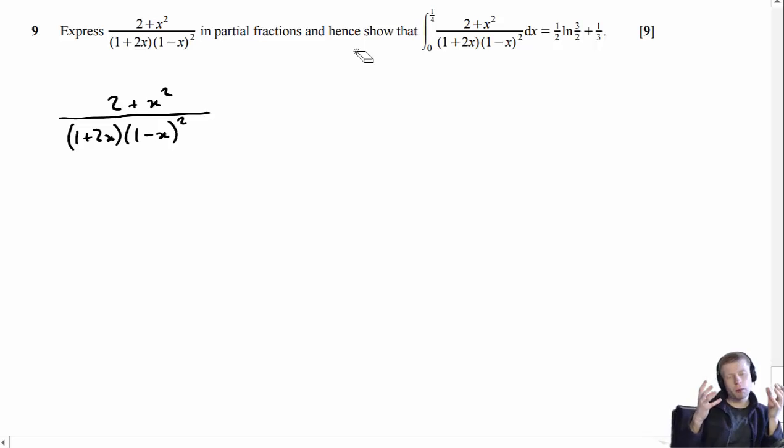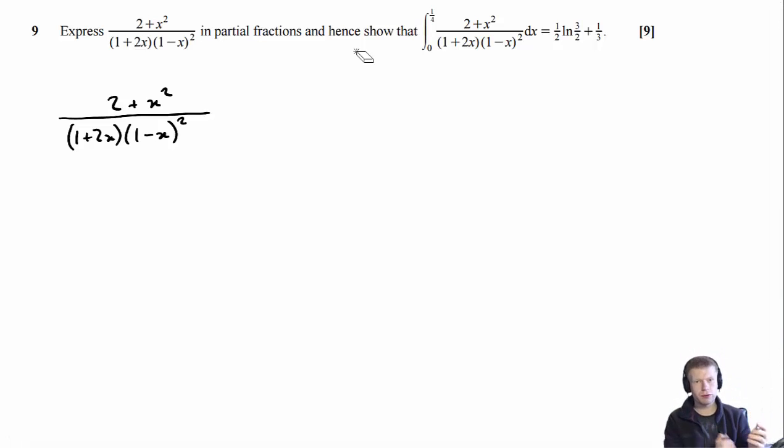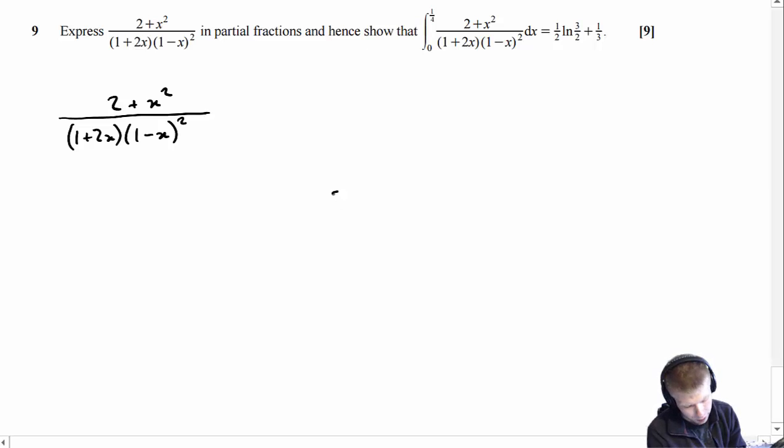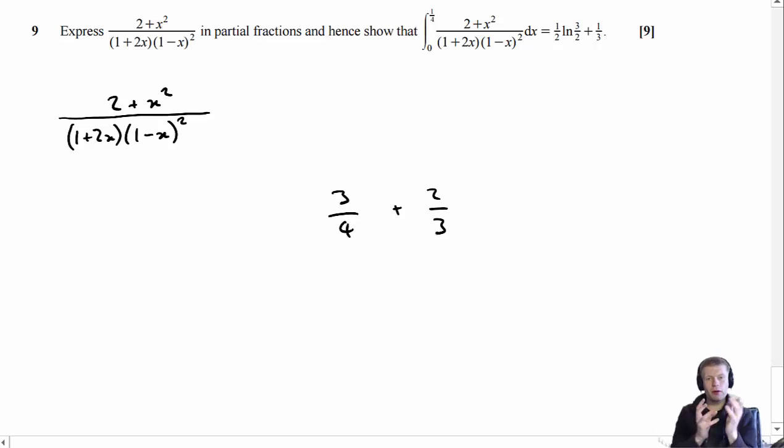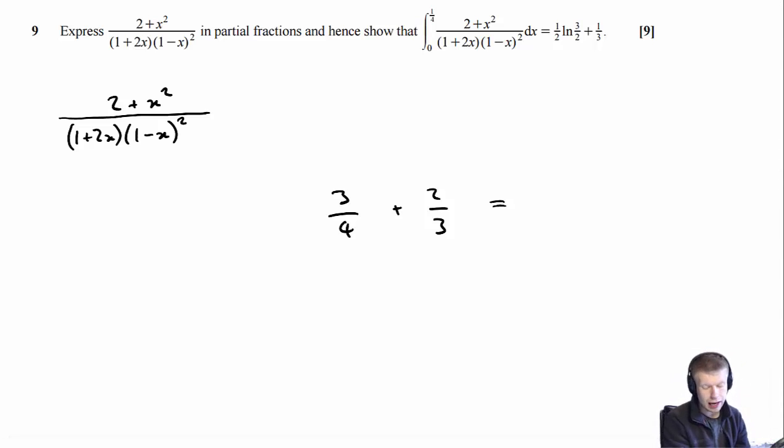So first of all, let's just remind ourselves what partial fractions are. Well, partial fractions are a bit like reversing the process of ordinary fractions. So if, for example, I have 3/4 plus 2/3, and I want to combine those into a single fraction, I first have to make the denominators the same. So I look for a common denominator. It doesn't necessarily have to be the lowest, okay? The lowest common denominator of 4 and 3 is 12.